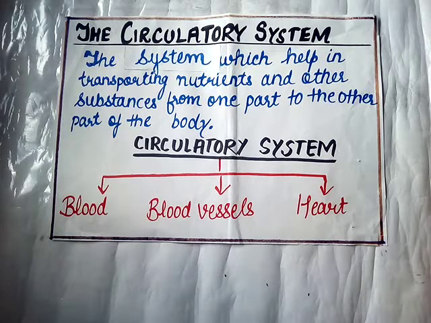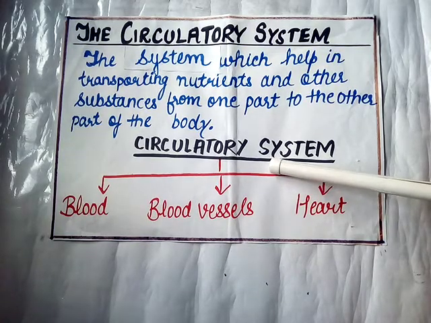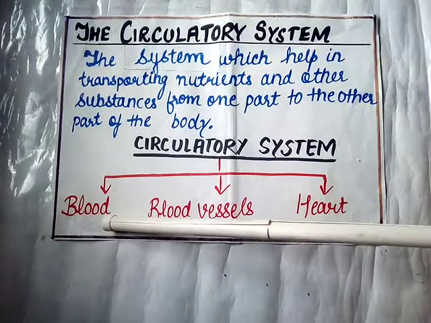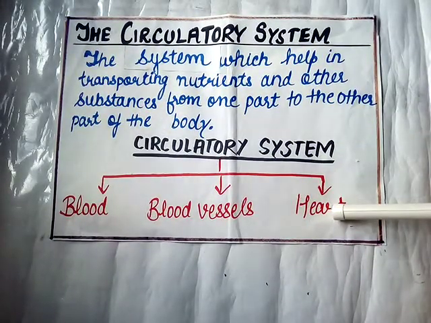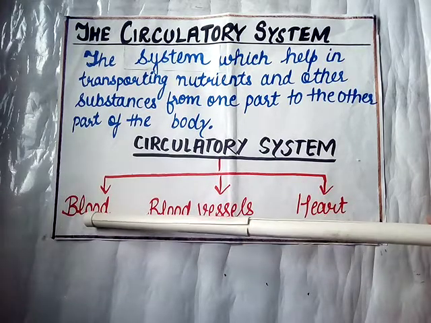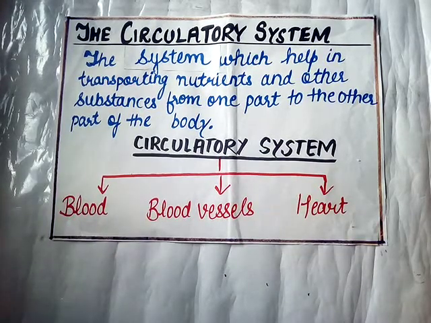The circulatory system consists mainly of three types: blood, blood vessels and heart. Let's talk about blood. The red colored liquid which transports nutrients and other substances to all parts of the body. It transports food, oxygen and hormones.